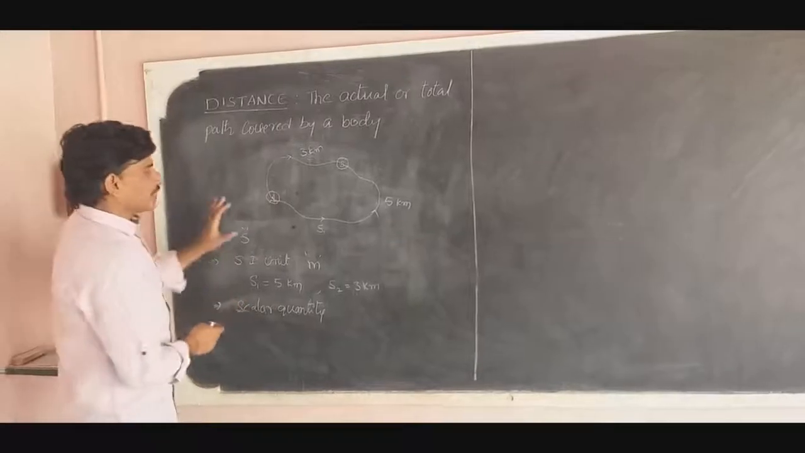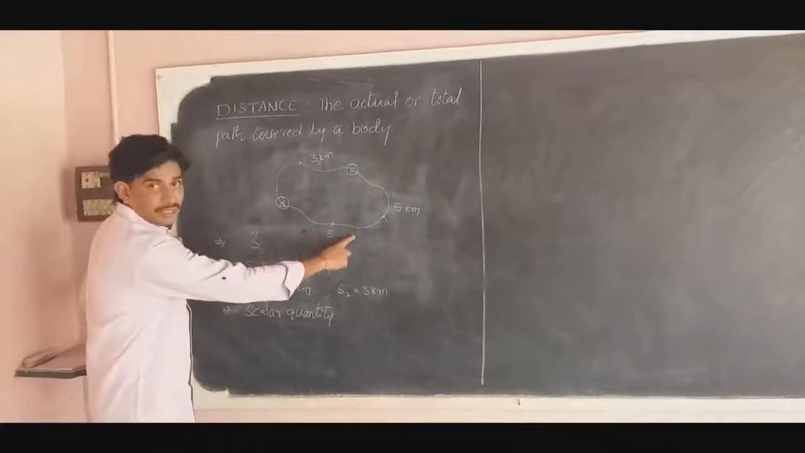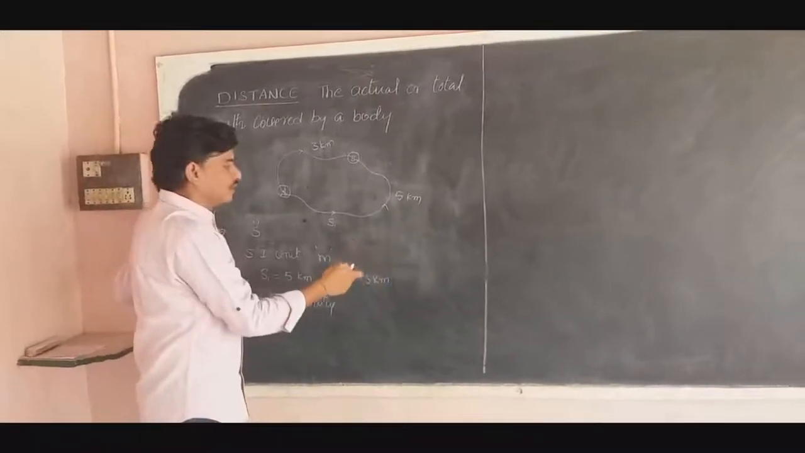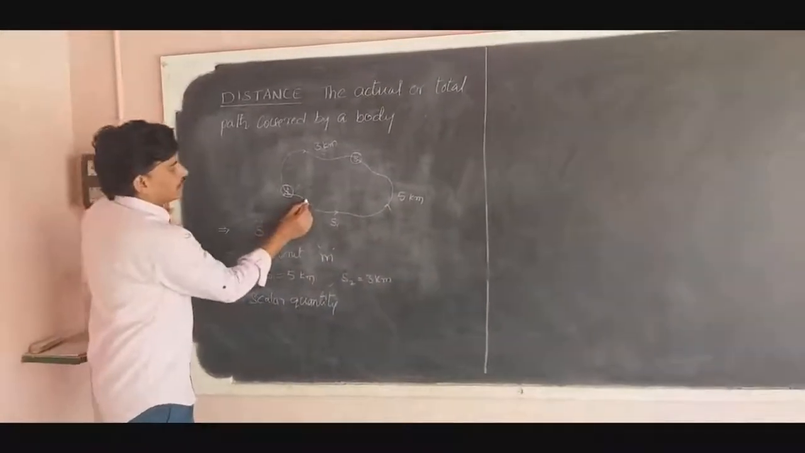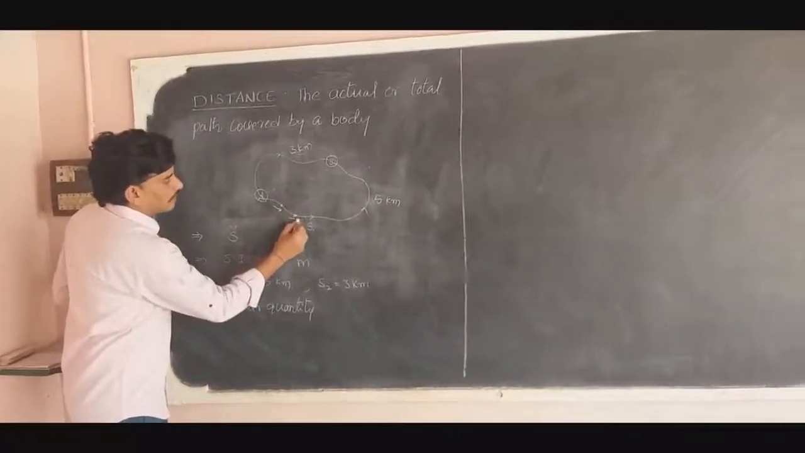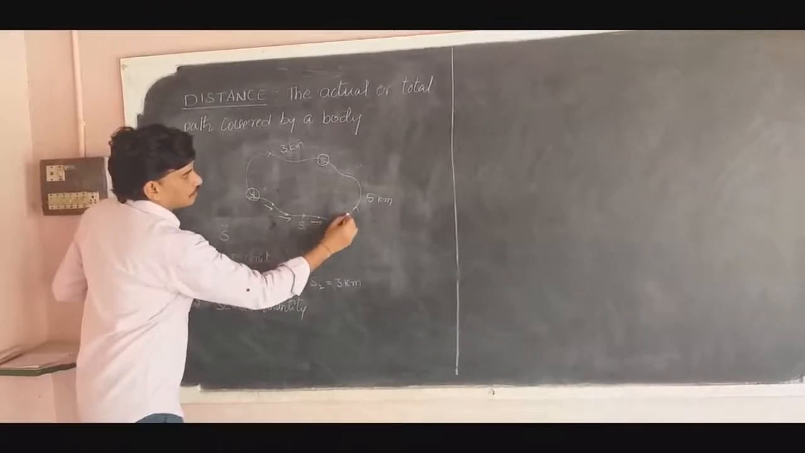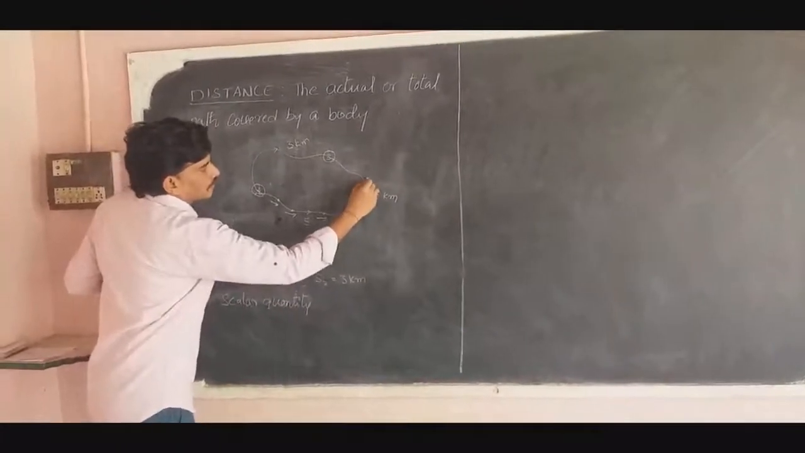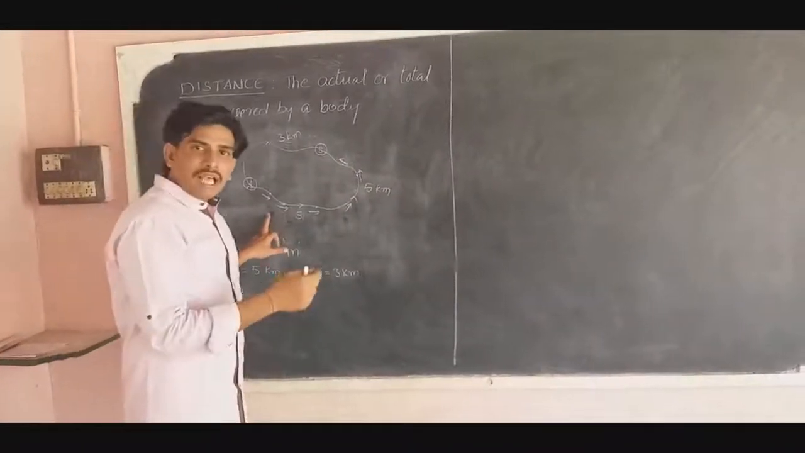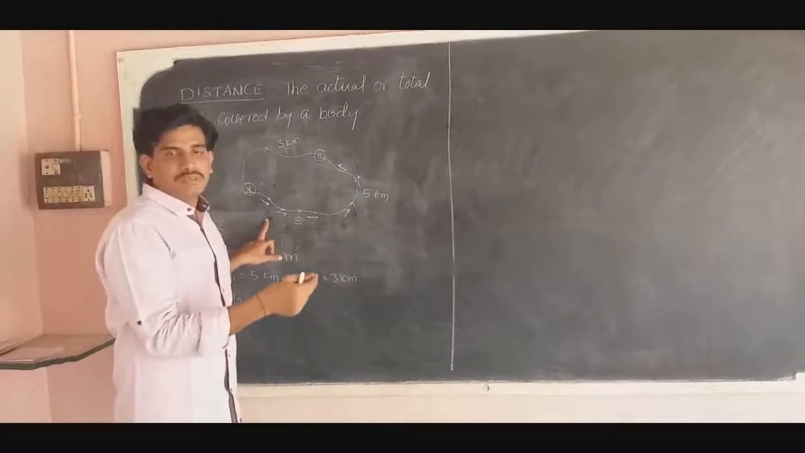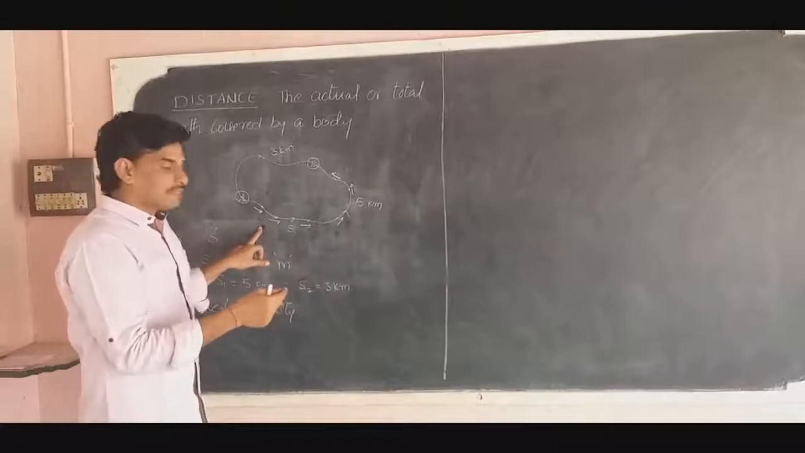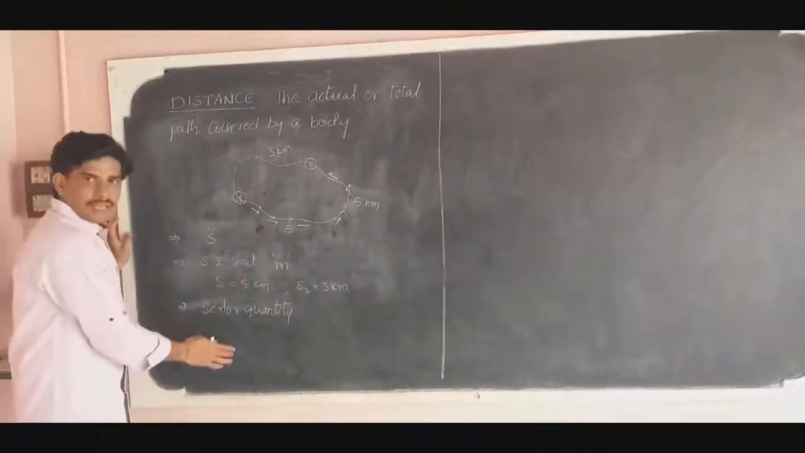For example, here there is a magnitude. Considering this path, S1 is 5 kilometers. Yes, there is a magnitude. But what about the direction? For example, see here, if the object is here, what is the direction of the object? In this way. If the object is here, then what is the direction? And here. It is very clear that the object has different directions at different positions. That means there is no particular direction. It is not following any particular direction. That's why it is a scalar quantity.